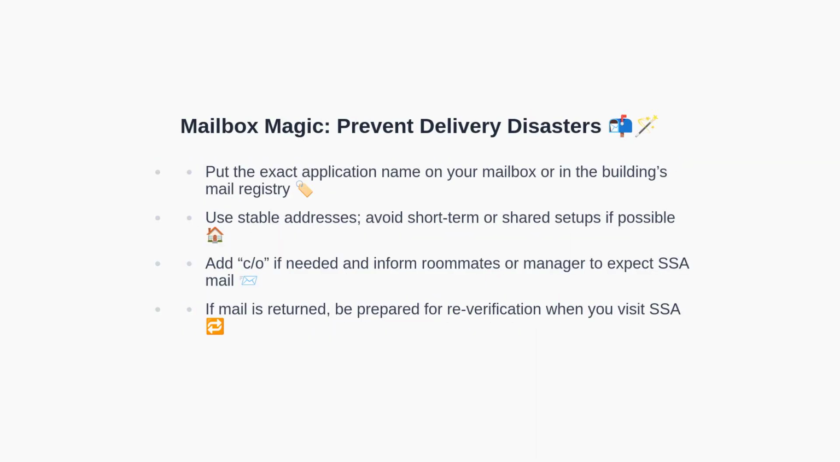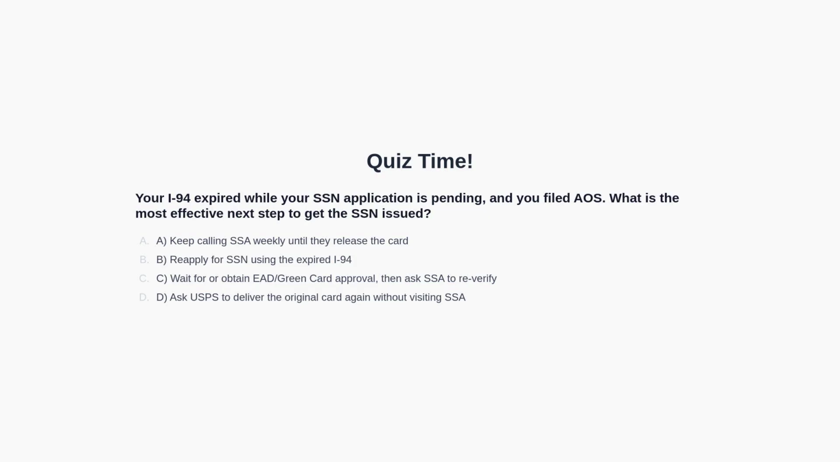Additionally, you should protect delivery from the start. Make sure the exact name you used on the application appears on your mailbox, or is listed as an authorized recipient in your building's registry. Use a stable address if possible. If necessary, add a care of line, and notify roommates or building management to expect SSA mail. If the card is returned to SSA, anticipate that the office will require re-verification of your current status when you go to retrieve it. Quiz time.